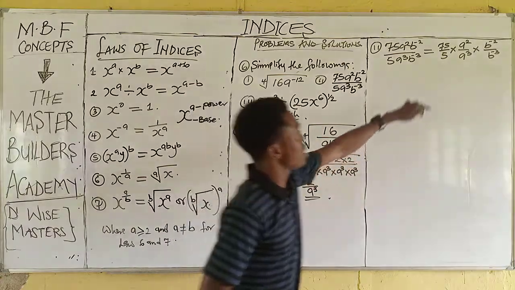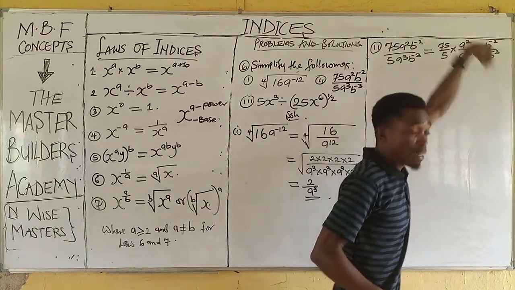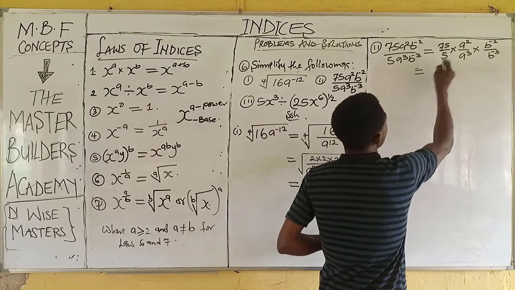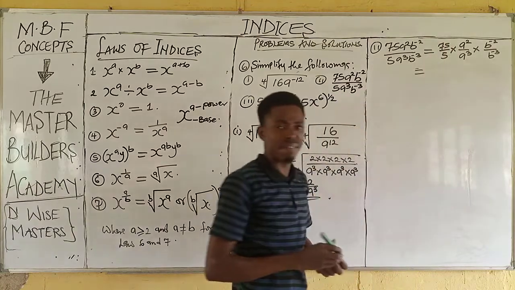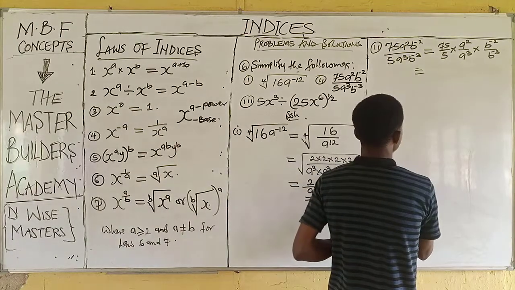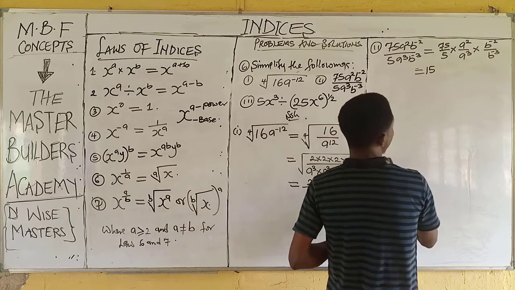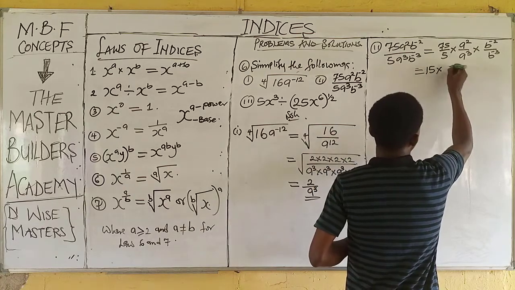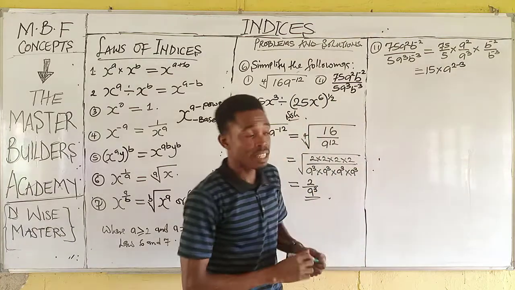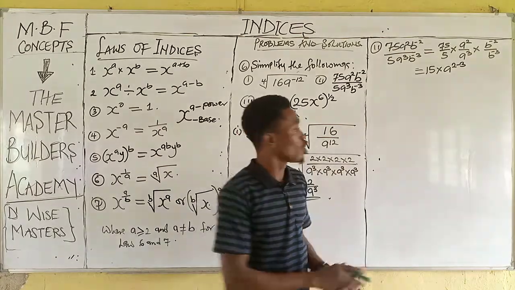So all we need to do now is a divided by a follows rule number 2 and b divided by b also follows rule number 2, right? So we have this here. Now 75 divided by 5 will have given us 15. Then we put down 15. Then multiply by a raised to the power 2 minus 3 using the second law of indices. Pick the power at the numerator minus the power at the denominator.